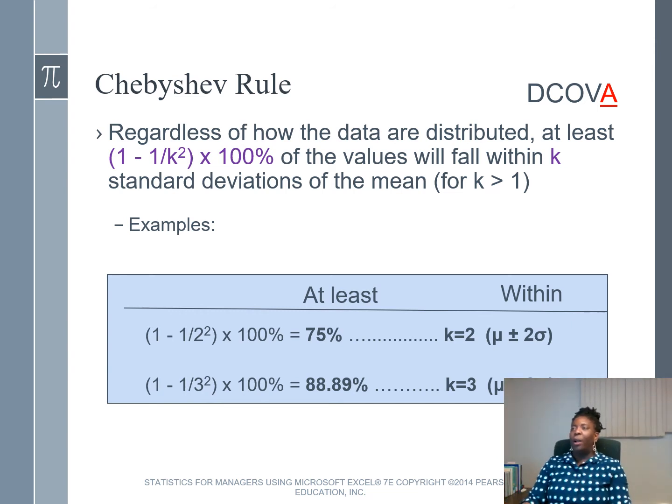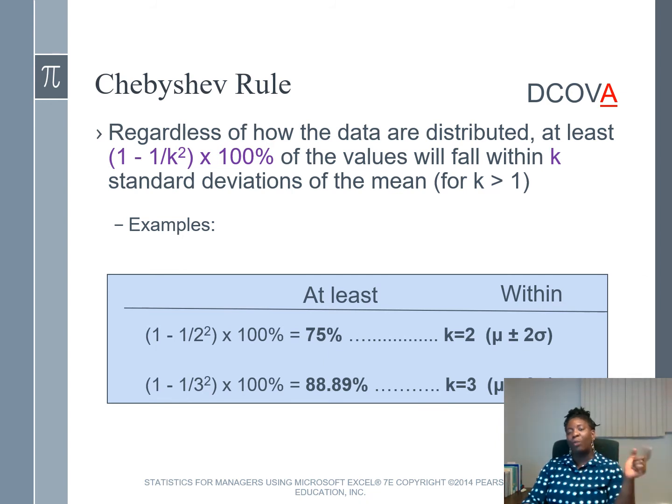Chebyshev's rule is 1 minus 1 over k squared, times 100. K is the number of standard deviations. So regardless of how the data is distributed, at least 1 minus 1 over k squared times 100% of the data will fall within k standard deviations of the mean. Let's start with 2 standard deviations of the mean. 1 minus 1 over 2 squared times 100 is 75%. If the data is not normally distributed, you can assume that at least 75% of data will be within 2 standard deviations of the mean, and 88.89% of the data will be within 3 standard deviations of the mean.